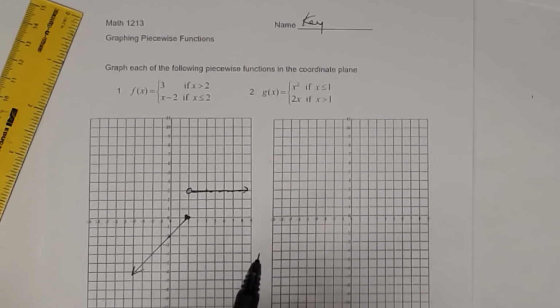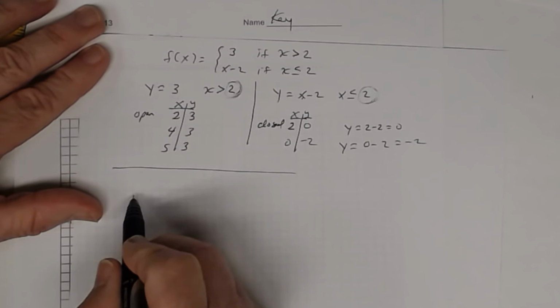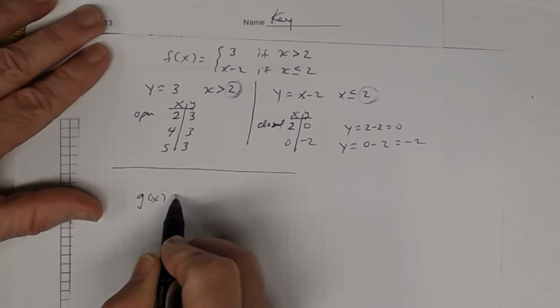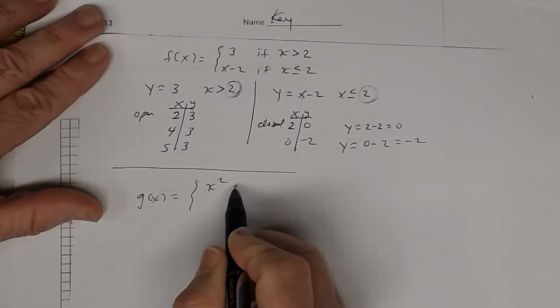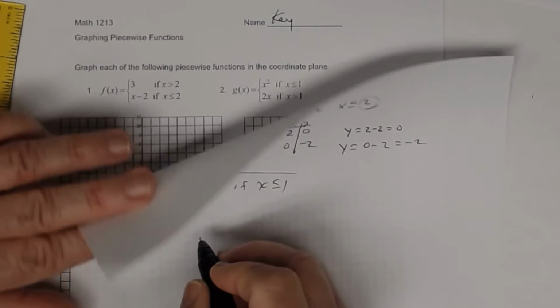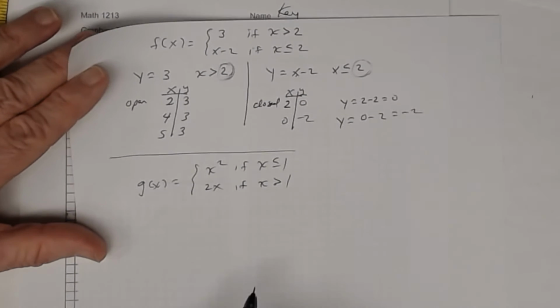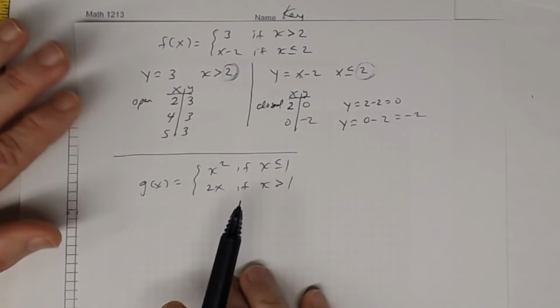Now let's go ahead and do number 2. So number 2, let me go ahead and write it here. So this is what we have for number 2. We have g of x is equal to x squared if x is less than or equal to 1, and then 2x if x is greater than 1. All right, so that's my piecewise function here.